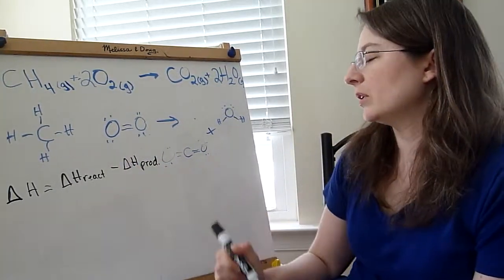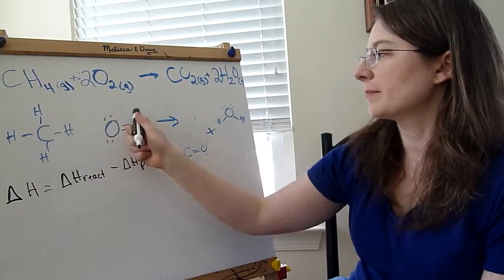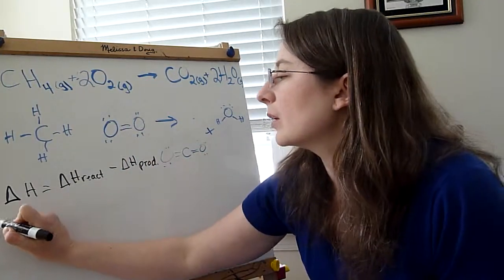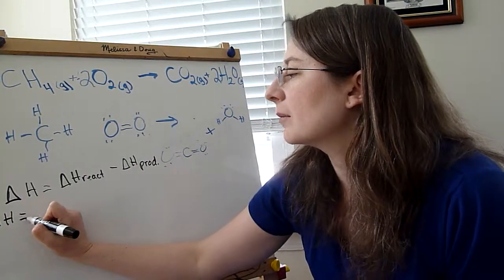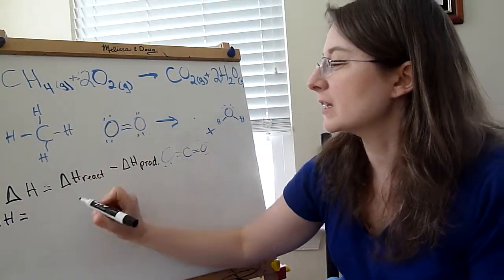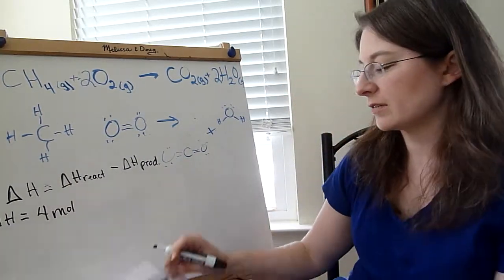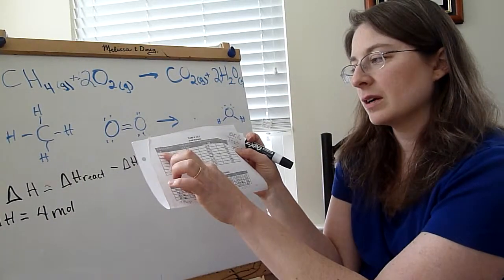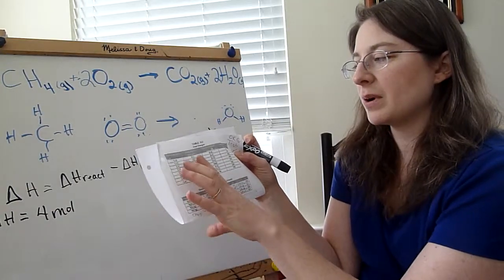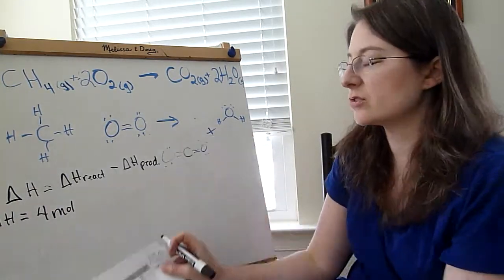So we'll look at the reactants first, these. So to find the answer here, I'm going to say I have 4 CH bonds. So 4, and in fact I'll just call them moles of CH bonds. So I look right here, I see a CH bond has a bond energy of 411 kilojoules per mole.